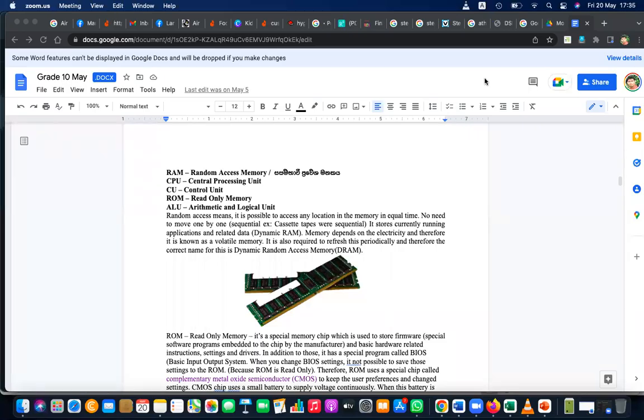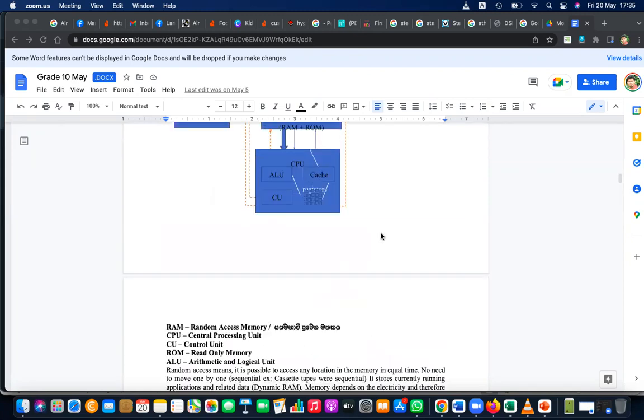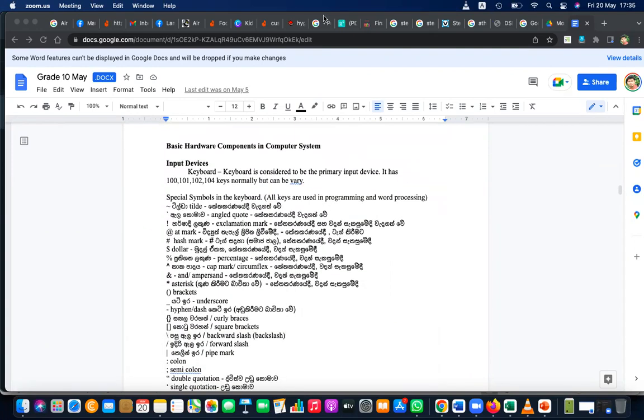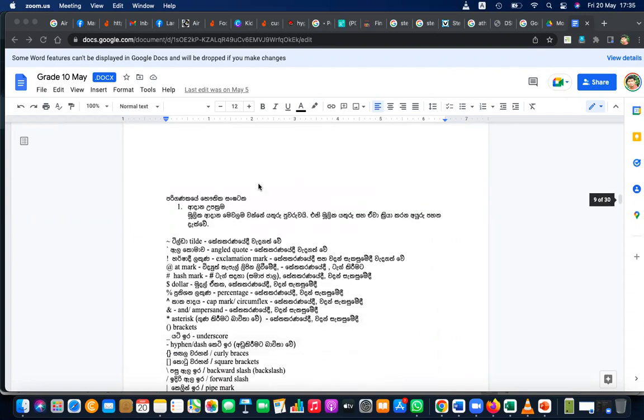Okay, so last day we discussed the hardware lesson. We were mainly discussing the memory component, right? So these things I have added to the note.